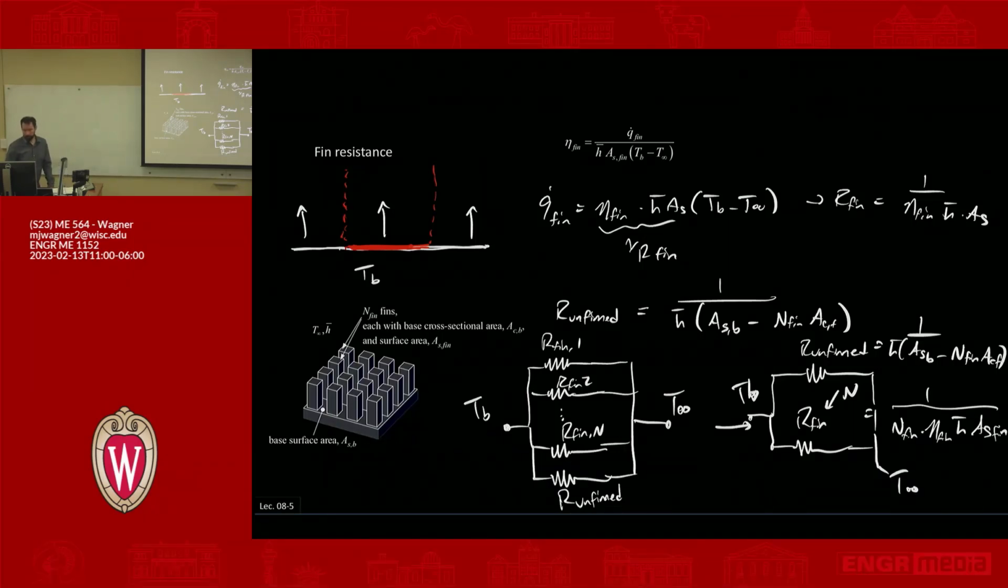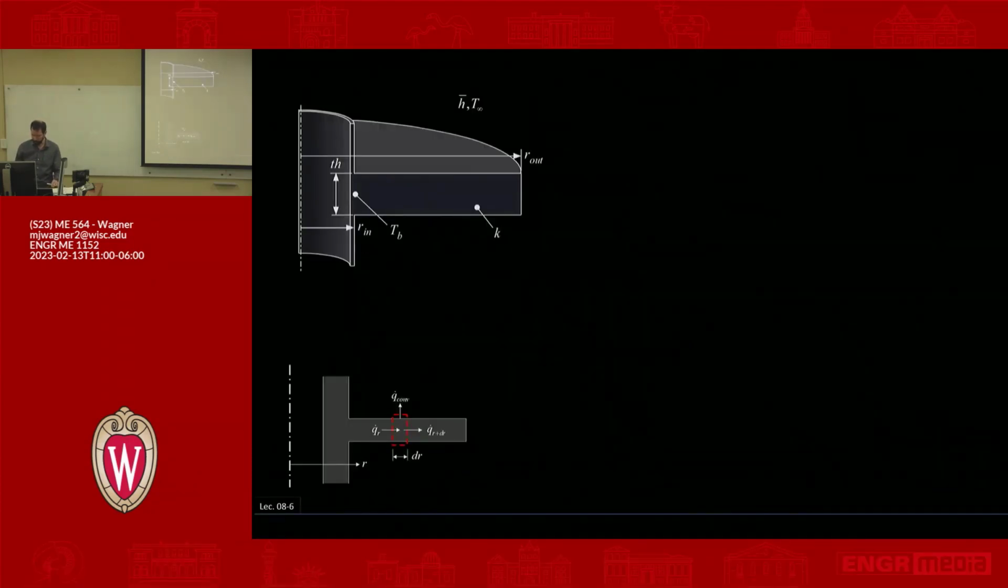Okay, so that's fin resistance. Like I said, the most tricky thing is to realize that once you've computed this, you have an expression for what's happening at the base. So let's now move into an example that's not just a rectangular fin.